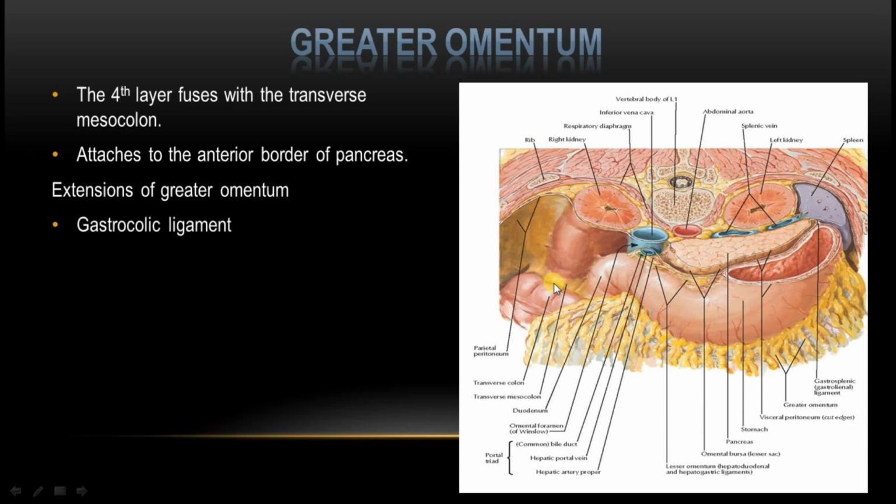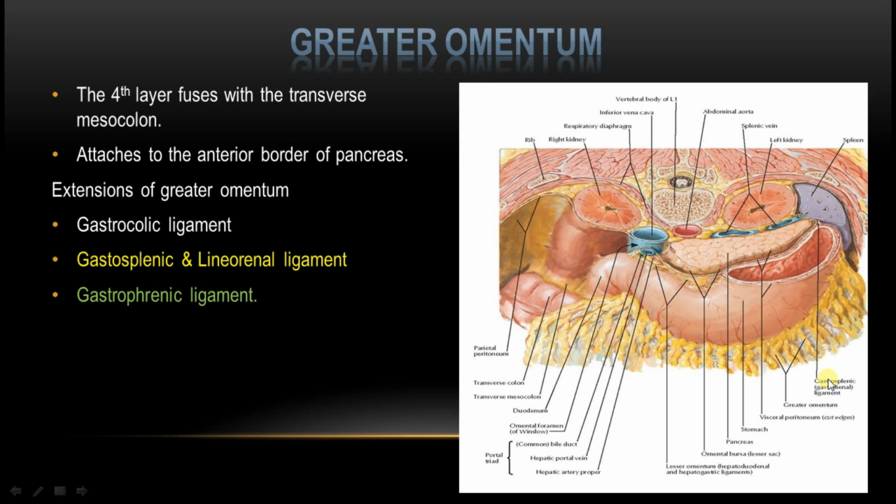So the greater omentum is continuous with the gastrocolic ligament, the extension you can see between the stomach and the transverse colon. Then between the stomach and the spleen is the gastrosplenic ligament. Between the spleen and the kidney is the lienorenal ligament. Lienorenal, between the spleen and the kidney. Between the stomach and the spleen, it is the gastrosplenic ligament.